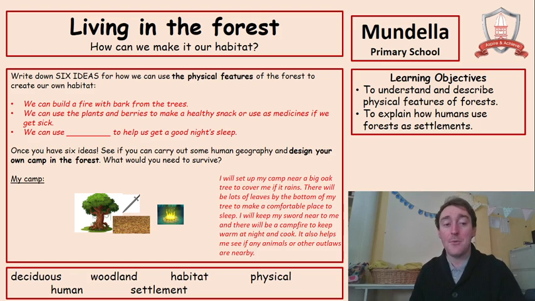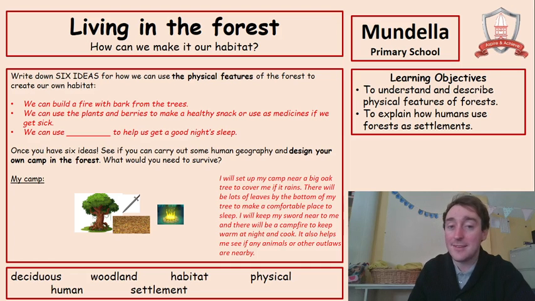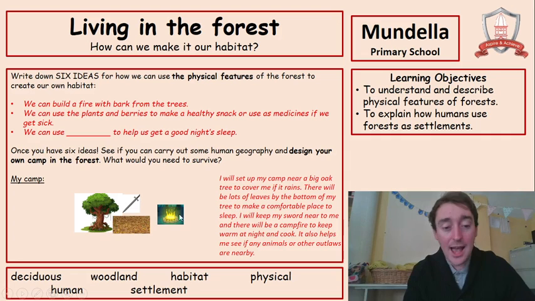Once you've filled in the gap with that one and copied these out, then you need to come up with 3 more ideas of how we can use the forest as our home. Okay? Remember those physical features that we have in the forest. Once you've done that, what I've done here is I've drawn my camp and the things that I might need. So I've put that I would sleep underneath a big oak tree on a bed of leaves just there, and I'd have my sword nearby and a campfire nearby as well. So just take a moment to do that, come up with your 6 ideas about living in the forest, and then we can draw our camp afterwards. Unpause when you're ready.